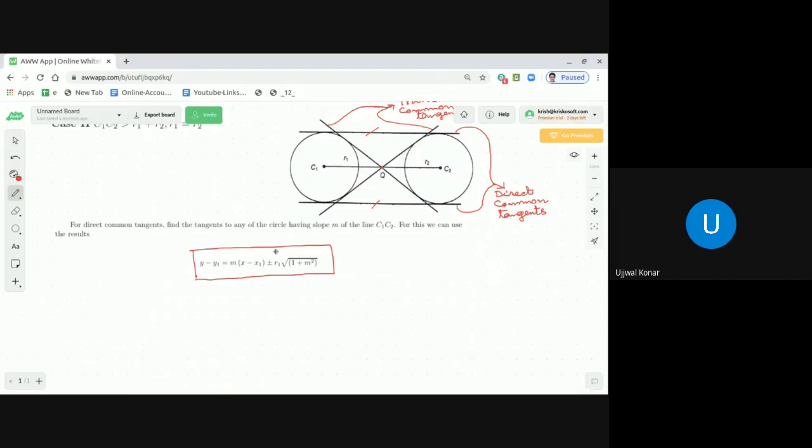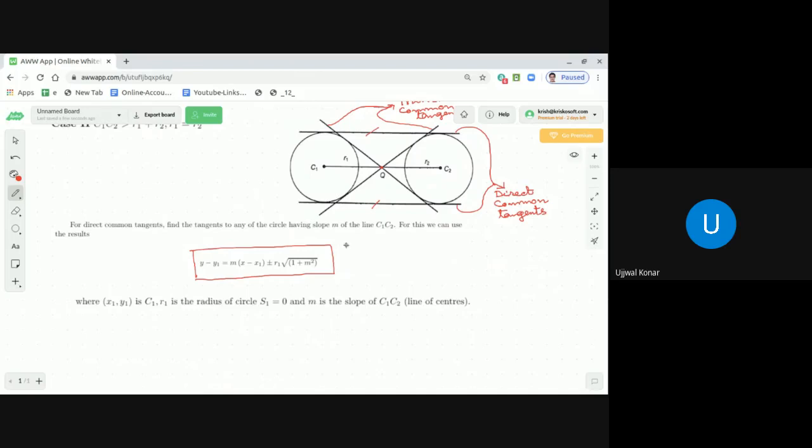Y minus y1 is equal to m into x minus x1 plus minus r1 into square root of 1 plus m square. So here x1 y1 is the coordinate of the center C1. R1 is the radius of the circle S1 equal to 0, that is the first circle, or we can say R1 is the radius of the circle with C1 as center, and m is the slope of the line C1 C2, that is the line of centers.